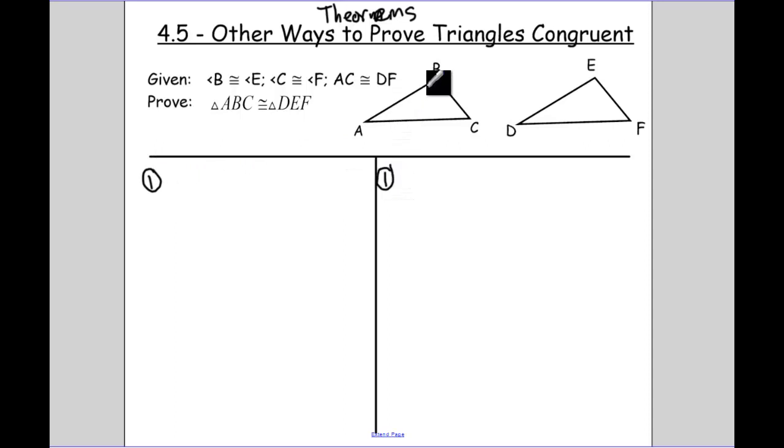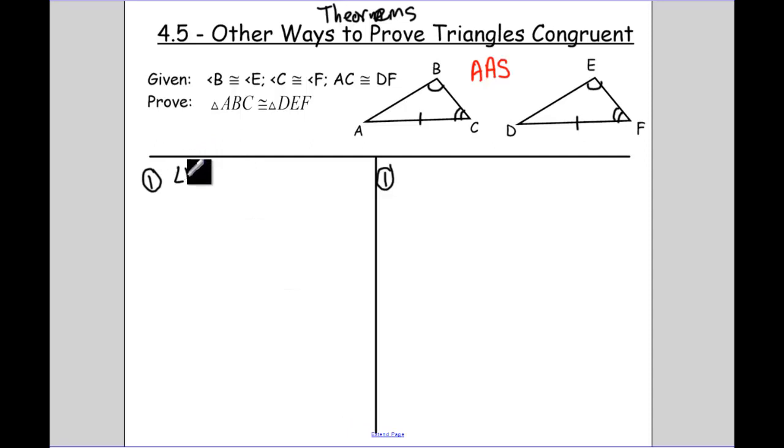So if angle B is congruent to angle E, and angle C is congruent to angle F, and AC is equal to DF, we need to prove these triangles are congruent. Now here, notice what we're given. We're given angle, angle, and side. So we're proving the angle, angle, side way of proving triangles congruent.